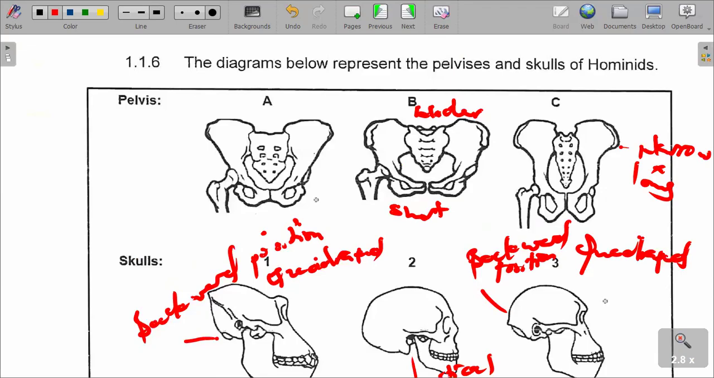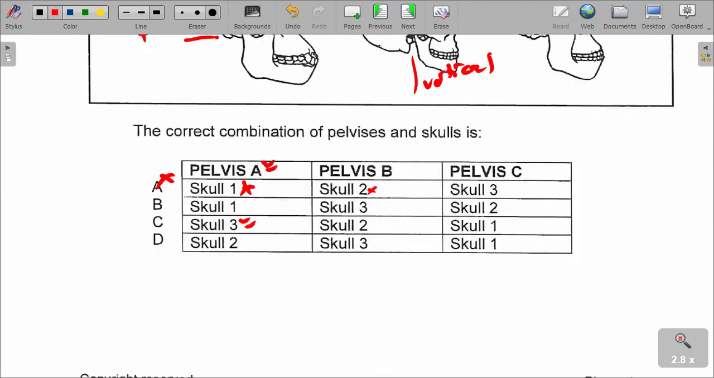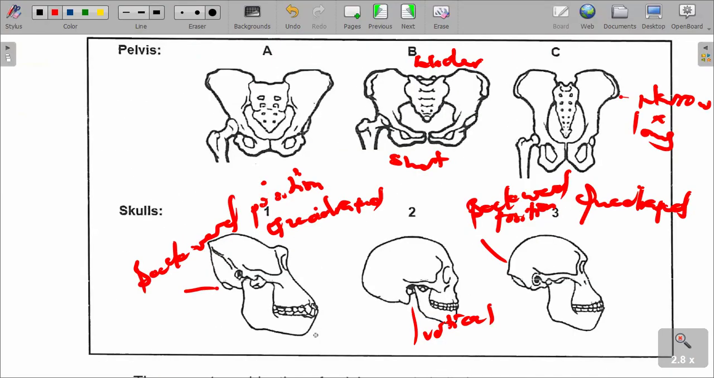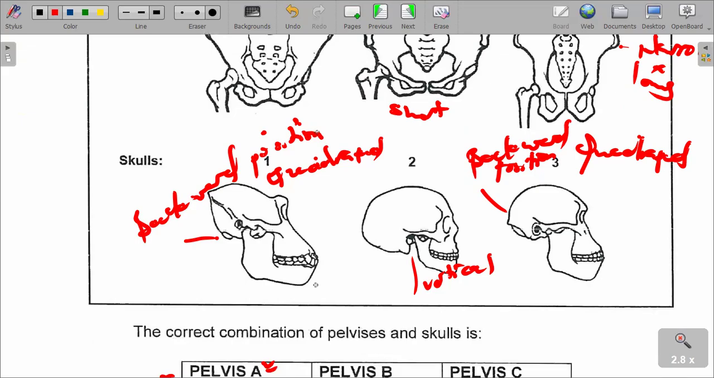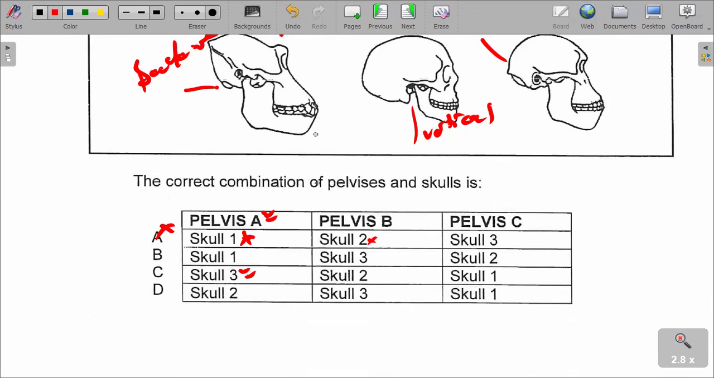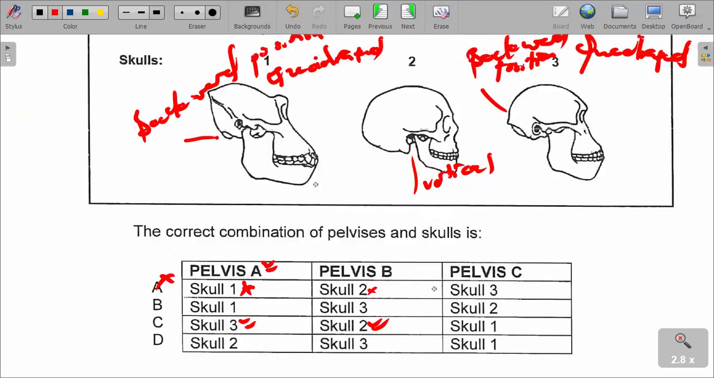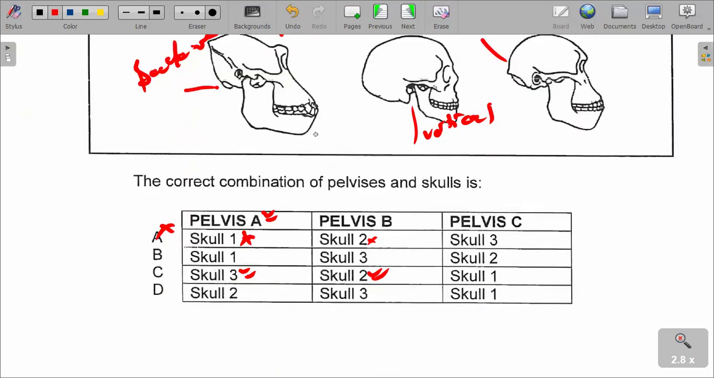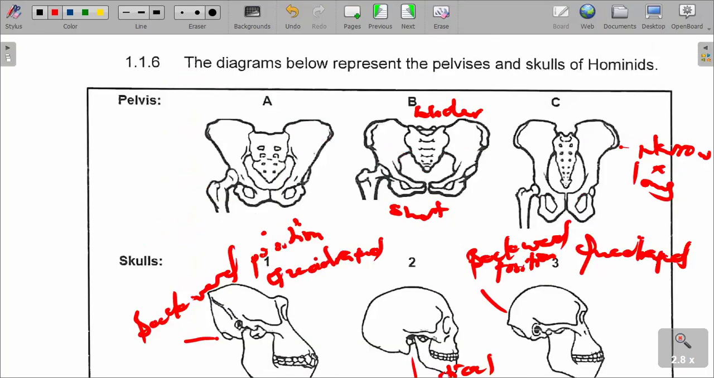our evolutionary hominids. So now, what we need to understand is that pelvis B represents skull number 2. Number 2, which is, of course, we said a hominid, a human being, which has to show a forward position and also a vertical or bipedal structure. So that is also to say number 2 is correct, and pelvis 3 represents skull number 1.